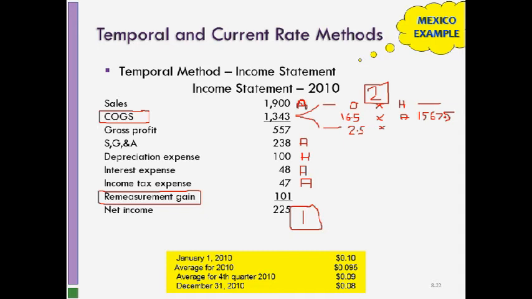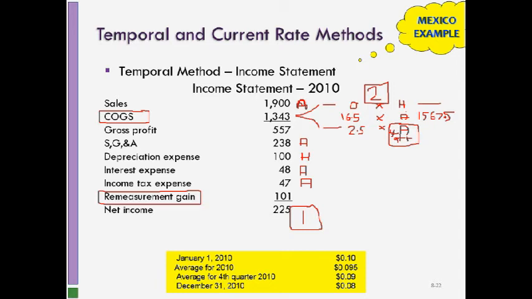2.5. And what are we going to multiply that by? Well, the closing inventory was purchased in the last quarter. So therefore, we're going to use the average for the last quarter. And that's different from the average for the year. So that's going to be 0.09. This is the fourth quarter average. All right, so that's a little bit tricky for this one, whereas this is the average for the whole year.